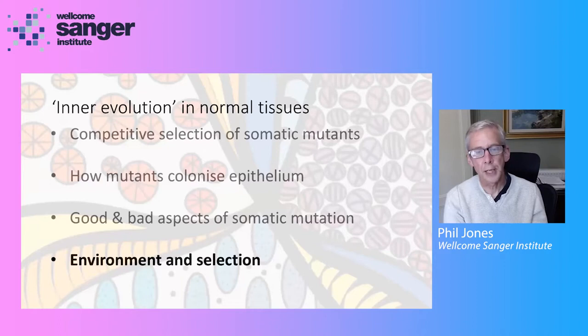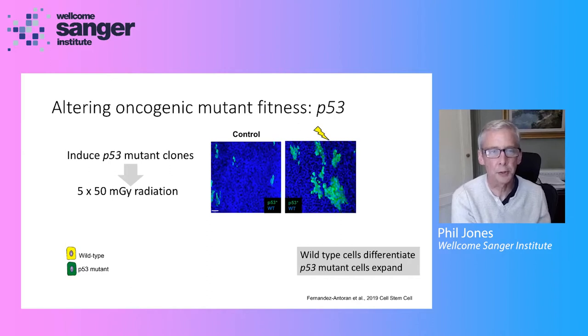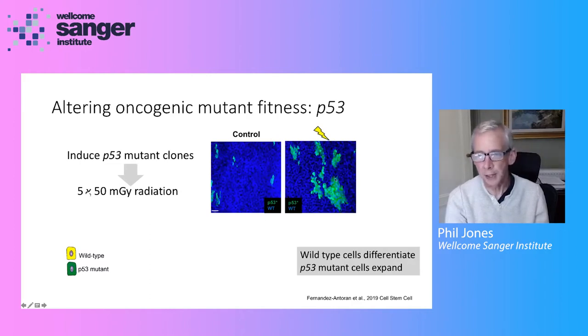So finally, can we do anything about undesirable mutations? And this is a nice example of work done a couple of years ago by David Fernandez-Antaran, who's now got his own group. And David was studying p53 and how it was affected by very low doses of radiation. So each of these doses is 2 or 3 CT scans worth. And he generated esophagus containing tiny p53 mutant clones and then exposed the mice to 5 lots of very low dose radiation. And what this did was to dramatically expand the p53 mutant clones.